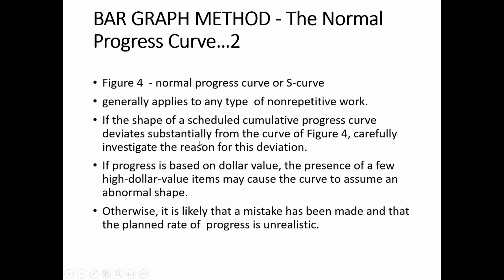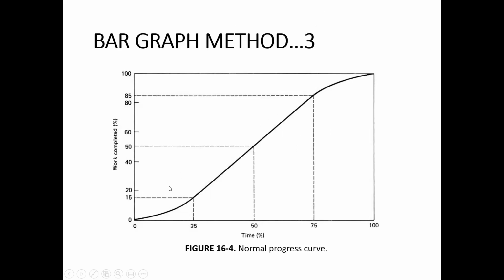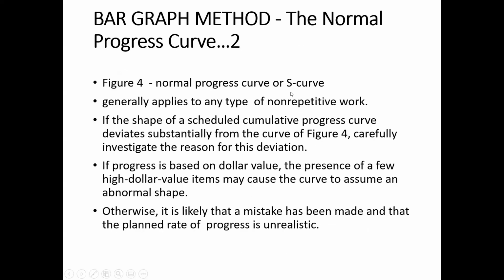This type of curve is called the normal progress curve or an S curve, because the shape of this curve is similar to an English letter S. For example, if you take S and elongate it on both sides, that will be the shape. So therefore we call it an S curve. It generally applies to any type of non-repetitive work. If the work on the project is non-repetitive, this type of shape will apply.